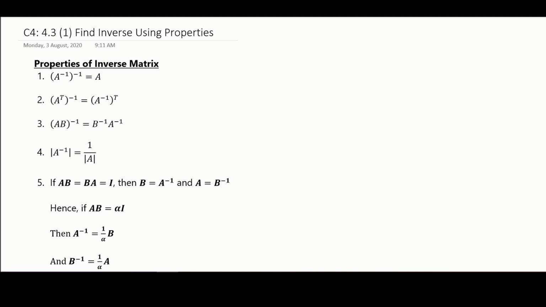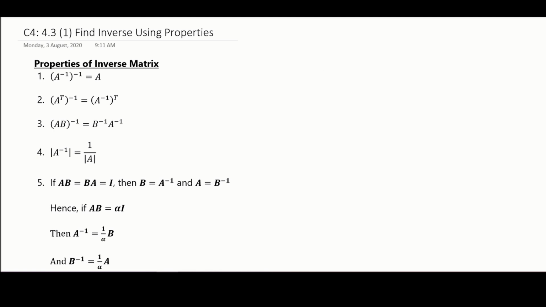And this is obvious since we know that if A is multiplied with its inverse, it equals the identity. And everything that multiplies with its inverse to become the identity is the inverse of the other one. So that means A is the inverse of the inverse of A, and the inverse of A is just the inverse of A. Alright, so that is the first property.